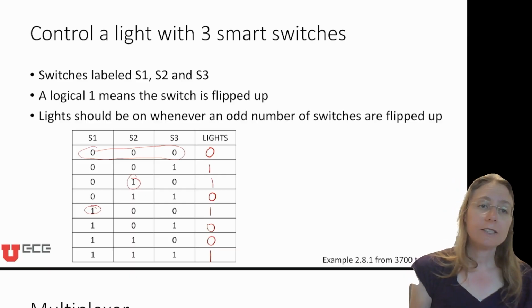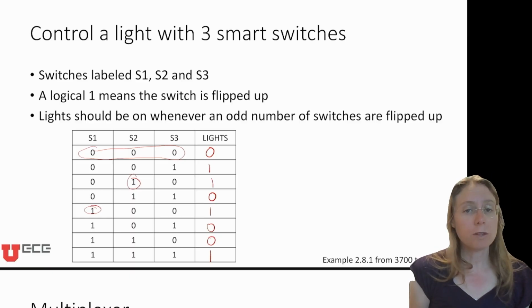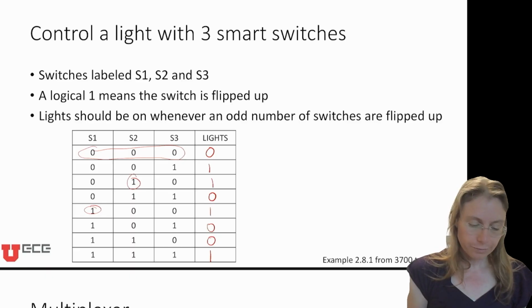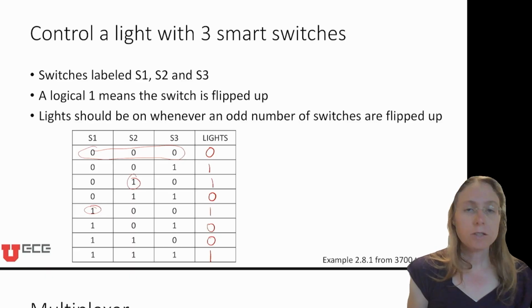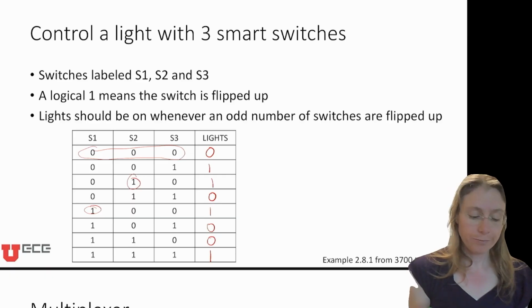And the reason phrasing it as light should be on whenever an odd number of switches are flipped up is that might help you make the truth table, or it might help you come up with the simplest gate arrangement. So let us start with the brute force method, and then we'll talk about a simpler gate arrangement.